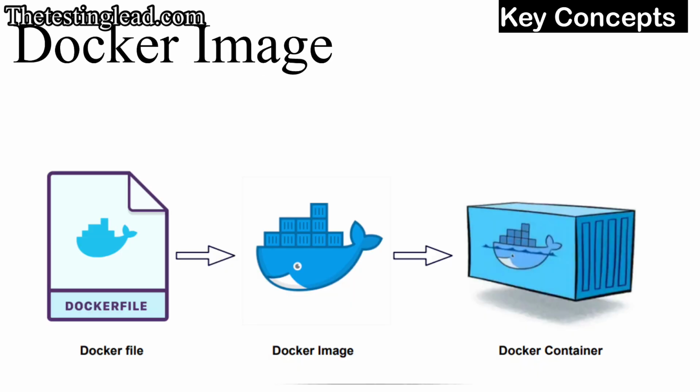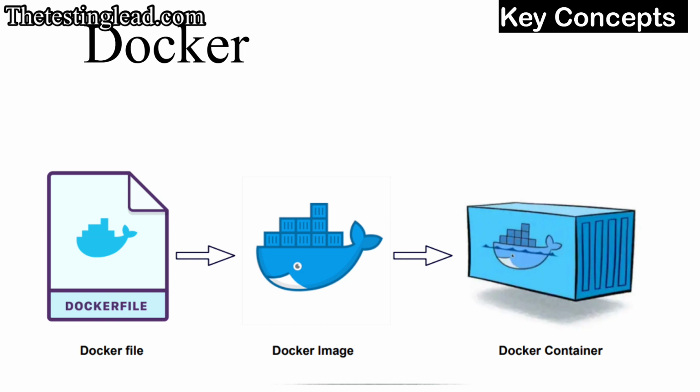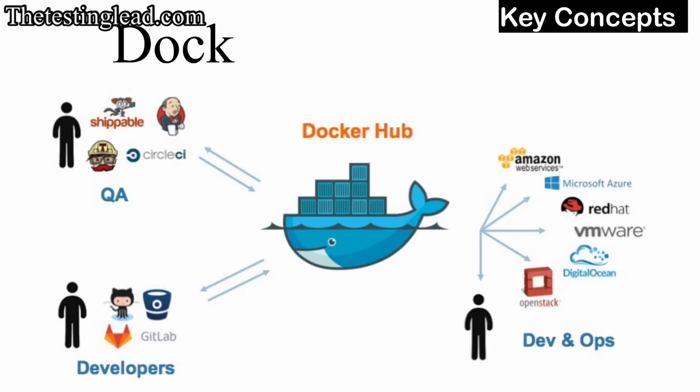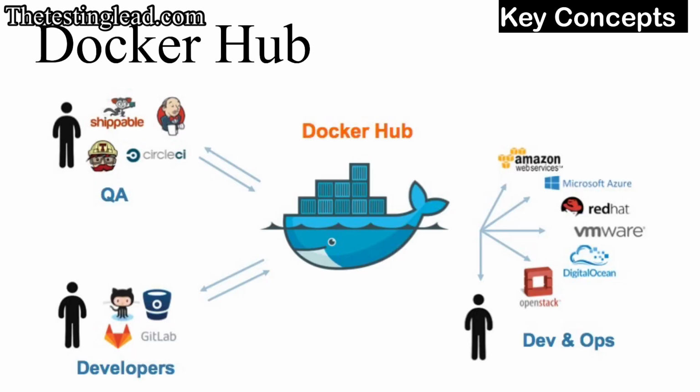Images. Read-only templates used to create containers. They are built from a Dockerfile and can be stored in repositories like Docker Hub. Dockerfile. A script containing a series of instructions on how to build a Docker image. Docker Hub. A cloud-based repository where Docker users can share and download images.